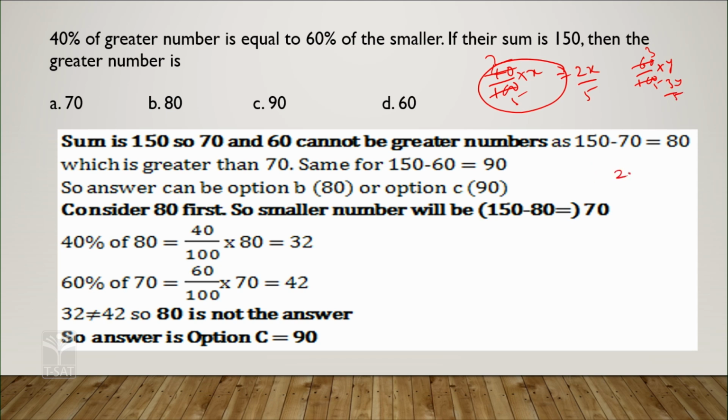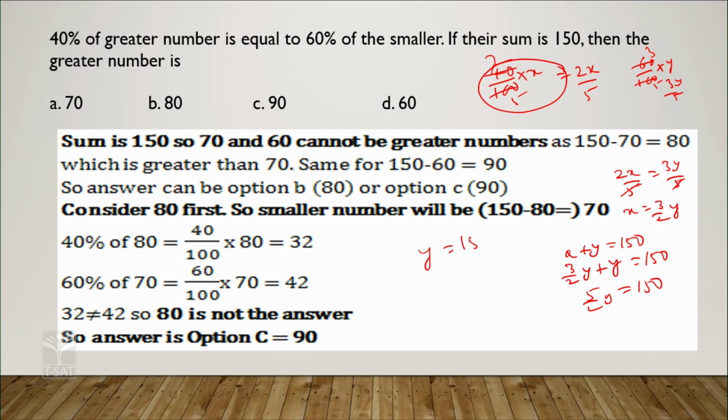2x by 5 is equal to 3y by 5. 5 gets cancelled, means x is equal to 3 by 2 y. Okay, their sum is 150, given. x plus y is equal to 150. Means you can substitute x as 3 by 2 y. 3 by 2 y plus y is equal to 150. 3 by 2 plus 1, that is 5 by 2 y, is equal to 150. So y is equal to 150 into 2 by 5.